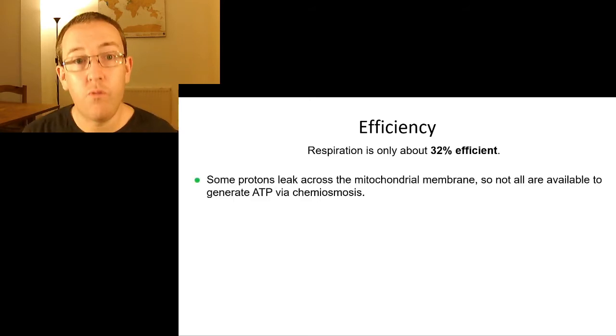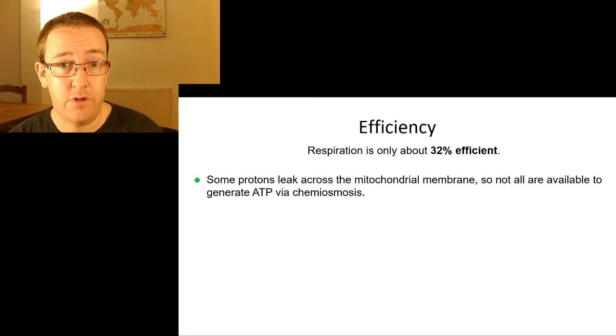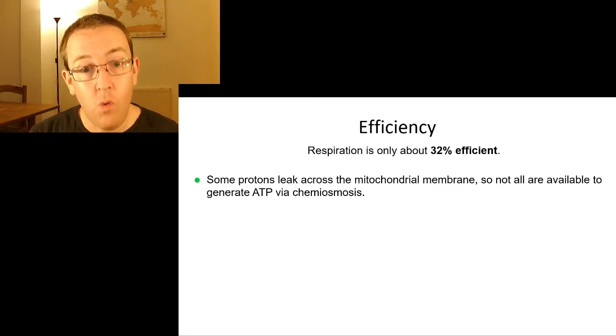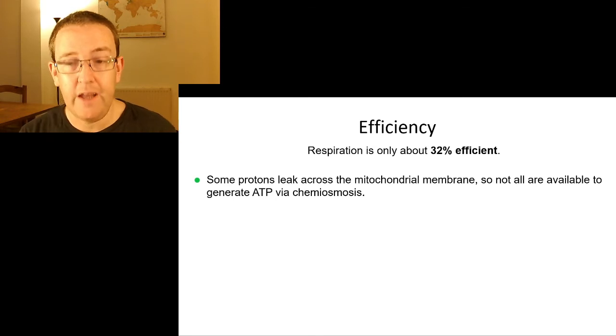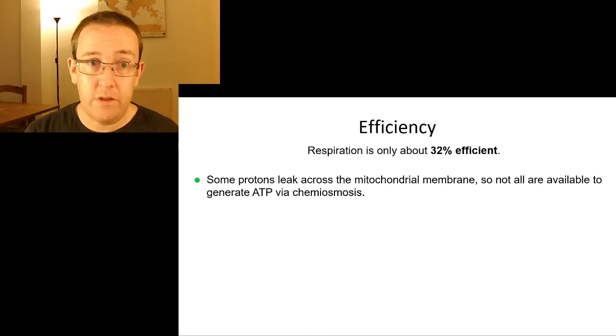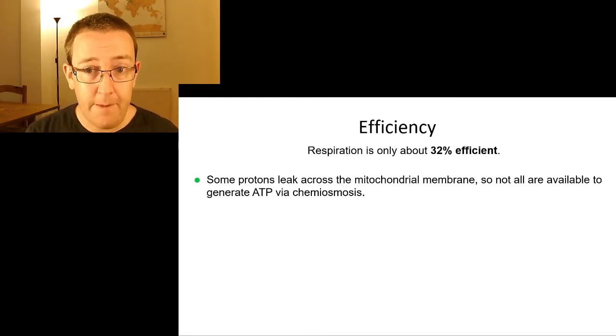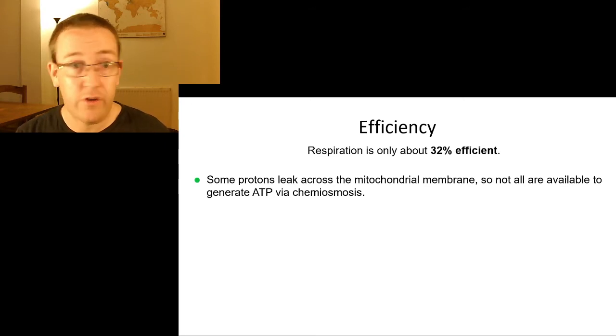Okay, why is this? Well, reason number one, some protons will leak across the mitochondrial membrane, so they aren't all available to go through the ATP synthase to generate ATP. That is because what prevents them going through is, of course, the phospholipid bilayer and the fact that charged hydrogen ions can't make it through.